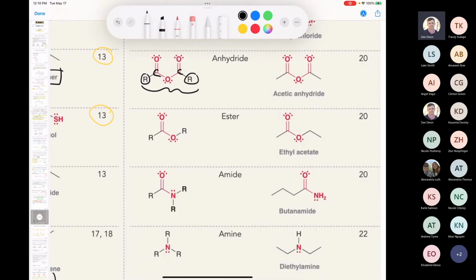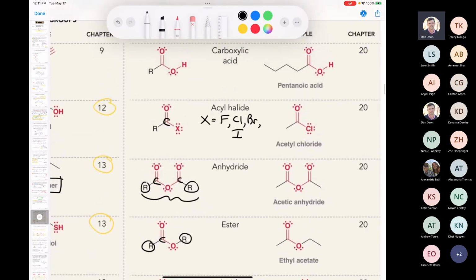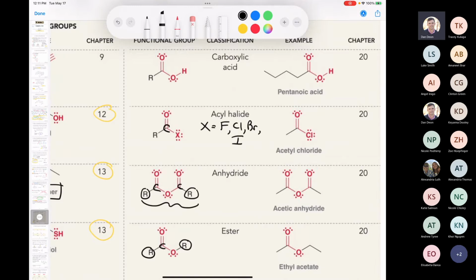Next is an ester. If you like the smell of fruity things like strawberries and bananas and apples and oranges and grapes and any kind of juicy fruit gum, you can thank an ester, because esters like cherries and butter rum and oranges produce fruity smells. And so if you have a carbon doubly bound to an oxygen, single bond to an oxygen, and 2 R groups, then you have an ester. Notice there's a big difference between a carboxylic acid and an ester, right?